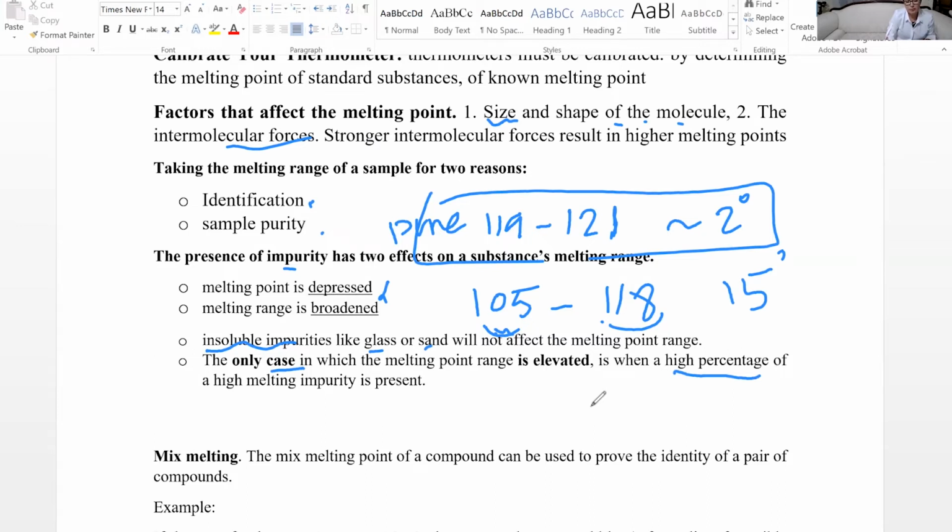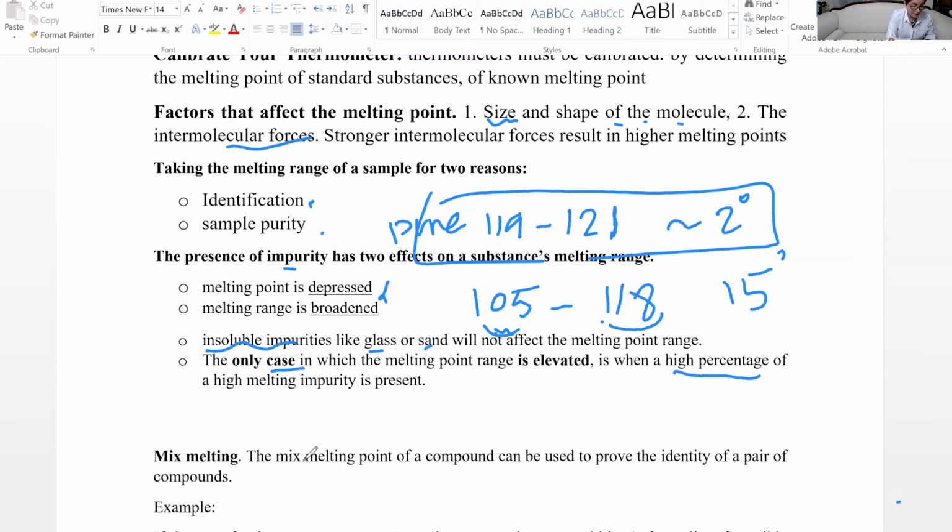10% urea is going to lower the melting point of benzoic acid. If benzoic acid melts at 120, the impure sample would start melting at 110. But if you have a compound that melts at 150 and you get 75% of that impurity, then it would lower from 155, not from 120. So if you have a high percentage of a high melting point impurity, the melting point is going to be elevated, which is very rare.